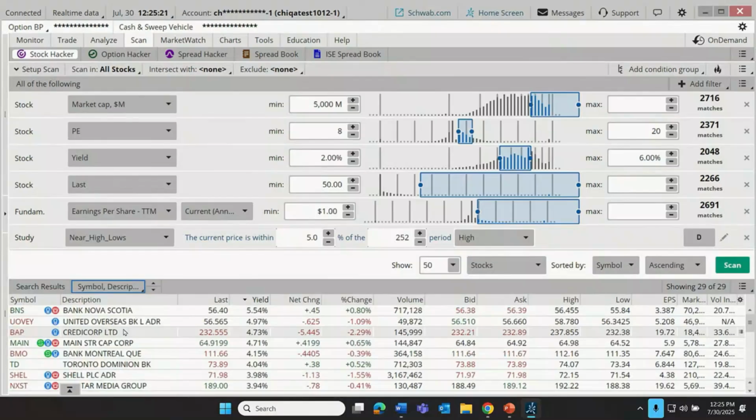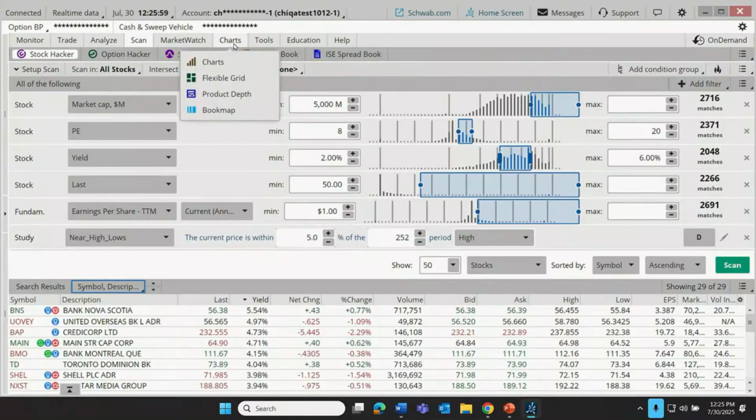And one thing that we do know about each one of these is that they meet all of these criteria. And as a matter of fact, let's just take one. How about we take the first one, Bank of Nova Scotia. According to our scan, it should be a medium cap company or larger, with a PE ratio between 8 and 20, a yield between 2 and 6%, a price of at least $50. We can see all of that is adding up right there. Earnings per share of at least $1 over the last 12 months. And it should also be trading right up near its 12-month highs.